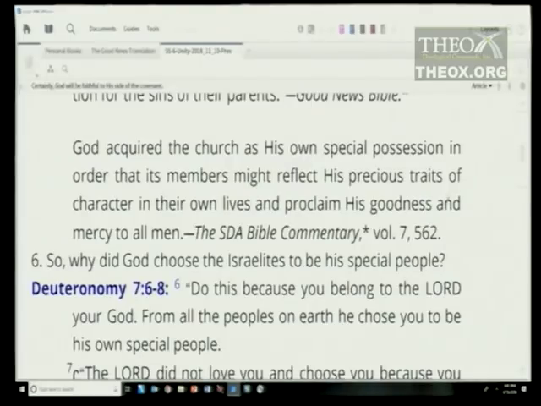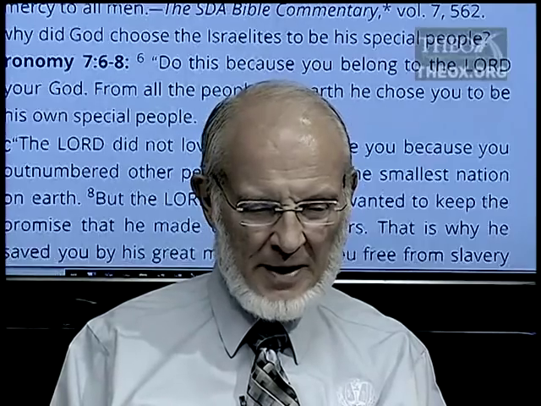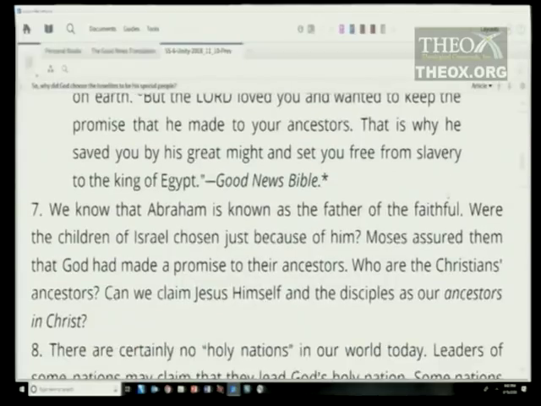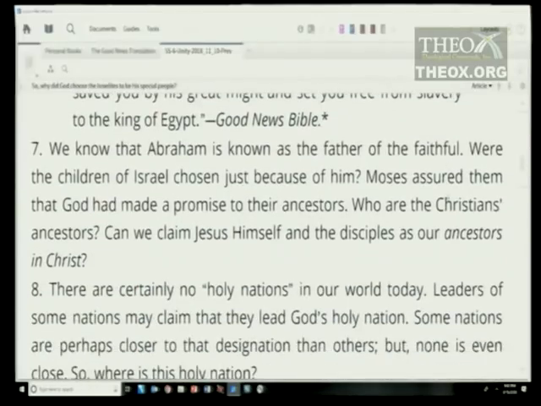Okay, so why did God choose the Israelites to be his special people? Yeah, that's a good puzzle. Dennis? Deuteronomy 7, verses 6 to 8. Do this because you belong to the Lord your God. From all the peoples on earth, he chose you to be his own special people. The Lord did not love you and choose you because you outnumbered other peoples. You were the smallest nation on earth. But the Lord loved you and wanted to keep the promise that he made to your ancestors. That is why he saved you by his great might and set you free from slavery to the king of Egypt. In the Good News Bible.